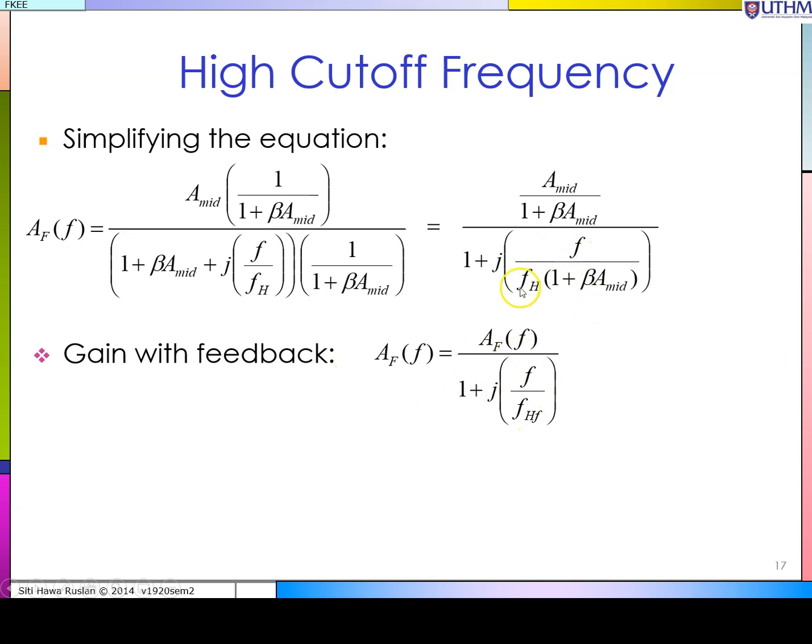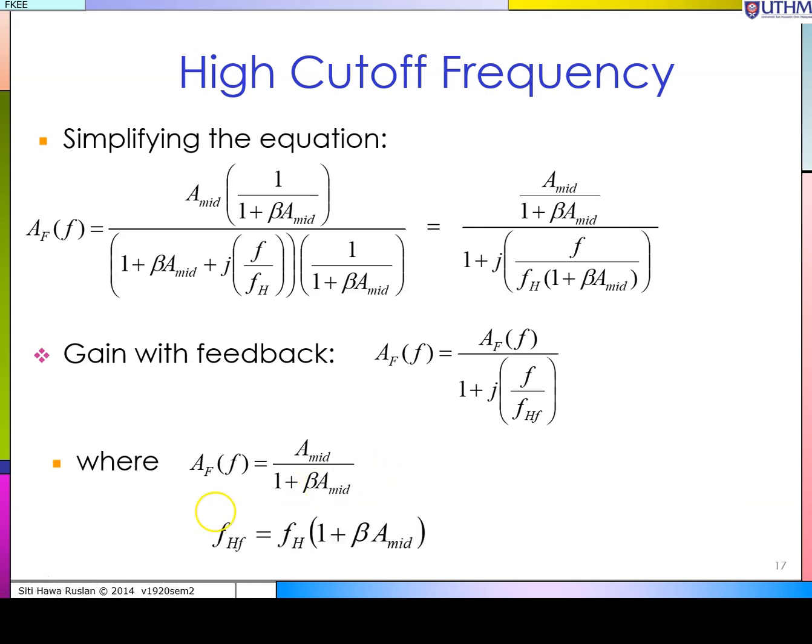And if you look between these two equations, I can simply deduce that AF, the overall gain with frequency, will be simply A divided by 1 plus beta A, okay, which is the same equation that we got previously. And the high cutoff frequency will be FH multiplied by 1 plus beta A. So FHF will be much greater than FH.